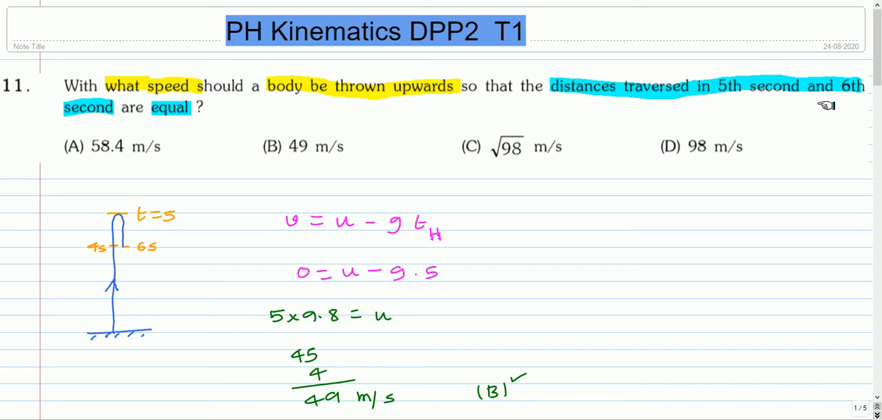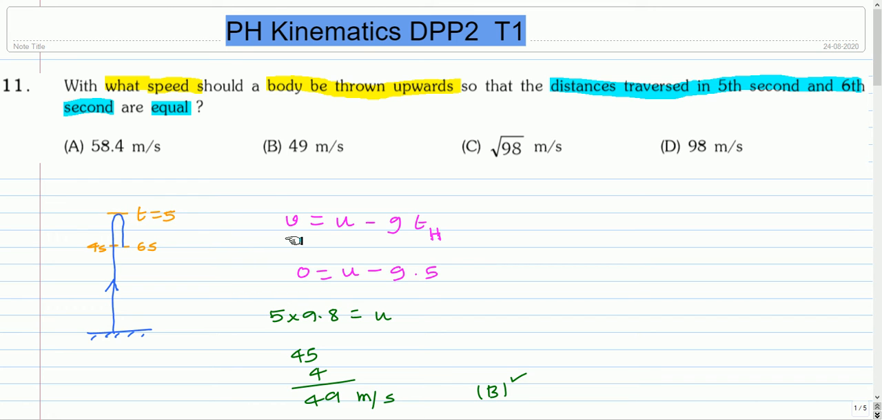These are consecutive time intervals, and since the distances traveled in the consecutive time intervals are the same, the situation should be like this. The object is thrown from the ground. It should reach the highest point at 5 seconds. The 5th second is on the left side, it is 4 seconds to 5 seconds, and the 6th second is from 5 seconds to 6 seconds. So the situation is like the object reaches the maximum height point at time t equal to 5 seconds.